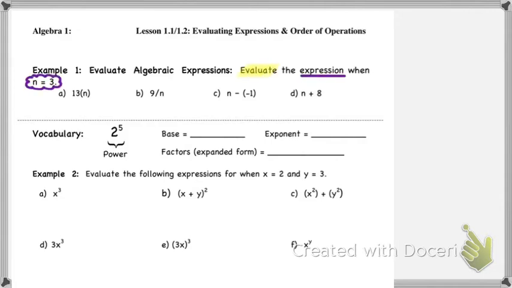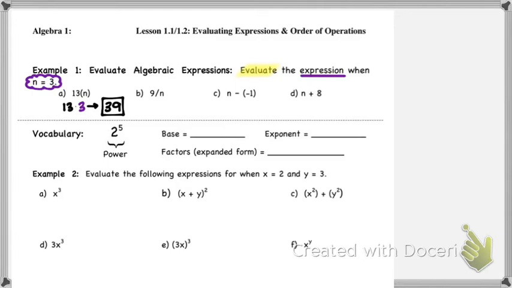So you'll see here in example number 1, we would like to evaluate an expression, and in this particular case, and you'll see this also in your assignment, they're going to give you a value that goes in for the variable. In this case, it is 3. So here on example 1a, we're going to put 3 in for n. When we do so, we would get 13 times 3. Once you have it substituted, then you just go ahead and evaluate, and you can get 39.